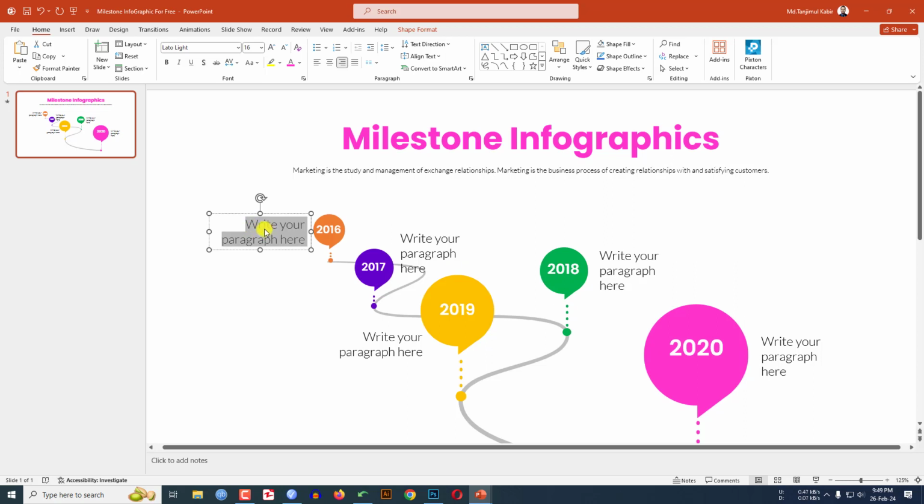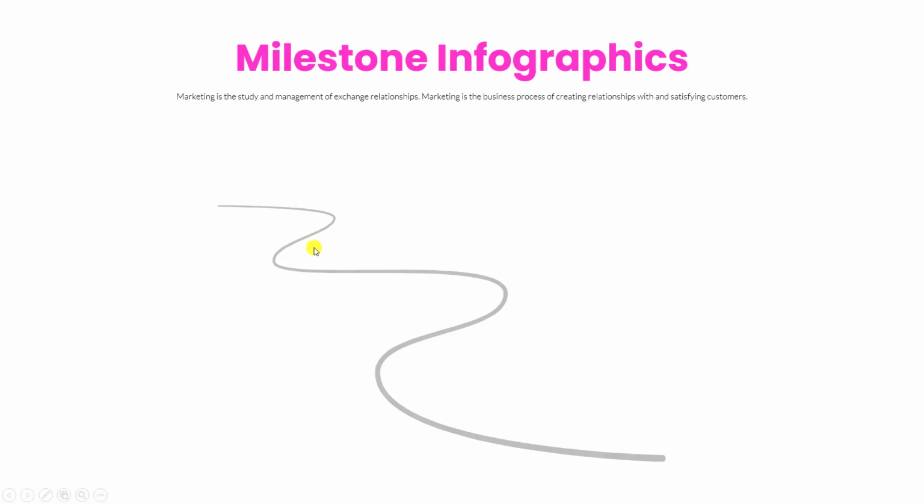If you want to change the text from here, you can easily do this. Let me write your name here. You can easily do the task. Now let me watch the slideshow, and here you will see it has been changed.